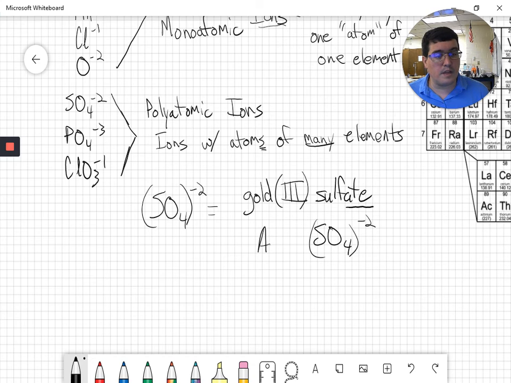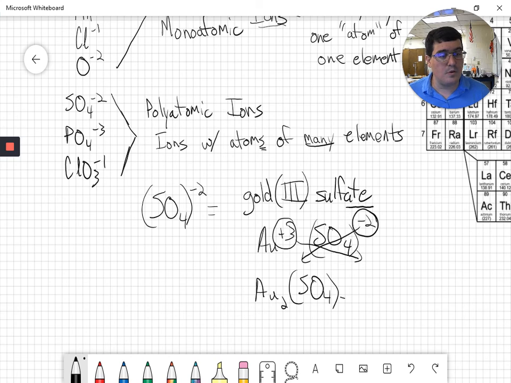To figure out what the formula of this thing is, I still do the same thing that I did before. I'm going to crisscross and drop the charges. So now we have an Au with the 2 and an SO4 that is in parentheses with the 3 on the outside. What this means is I have 2 gold ions, and I have 3 sulfate ions. Polyatomics are really weird. I don't expect you to be able to write the name of a polyatomic, the name of a compound with a polyatomic in it, or vice versa, right? What I just want you to know, to recognize, is that they do exist, and that 3 goes with the entire thing. We're going to do some math with these a little bit later.